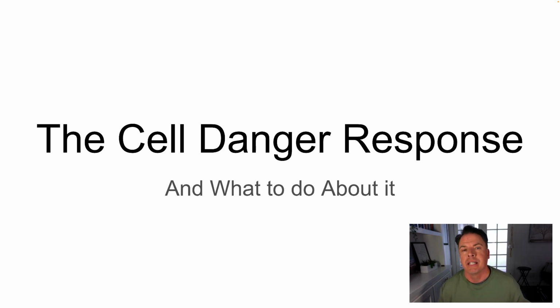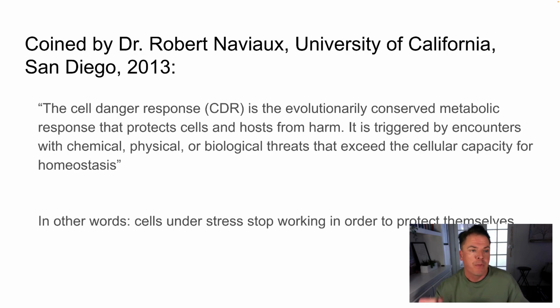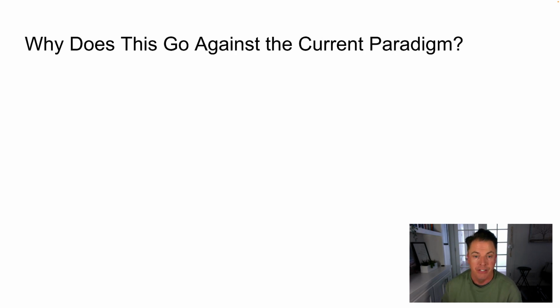But don't worry, I'm going to lace in lab tests and things that you can look at to understand why this is happening to your cells and understand better what to do about it. So the term cell danger response was coined by Dr. Robert Naviaux of the University of California back in 2013. He said that the cell danger response is the evolutionary conserved metabolic response that protects cells and hosts from harm. It is triggered by encounters with chemical, physical, or biological threats that exceed the cellular capacity for homeostasis. So if we say that in English, we'd say a cell that is under stress will stop working in order to protect itself or themselves.